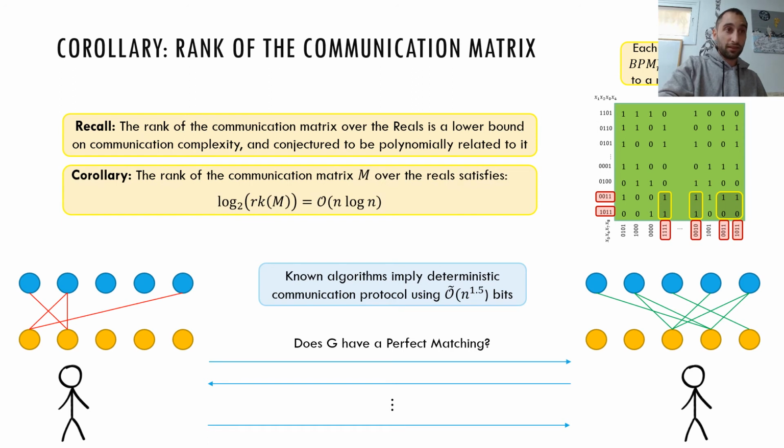Let me just say that the exact communication complexity of this problem remains undetermined. So as of yet, we have a nearly tight bound on the rank of the communication matrix, but the only upper bound we know on the communication complexity is n to the 1.5. So closing this gap remains an open question.